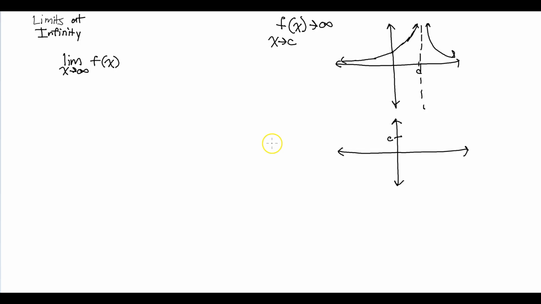In a limit at infinity, as x approaches infinity, you start to see the function start to approach C, or any integer. f of x approaches C. Okay? And these are horizontal asymptotes.